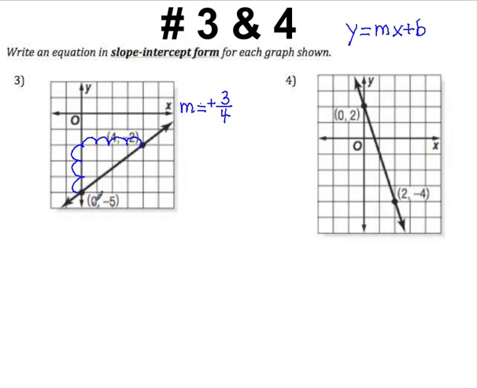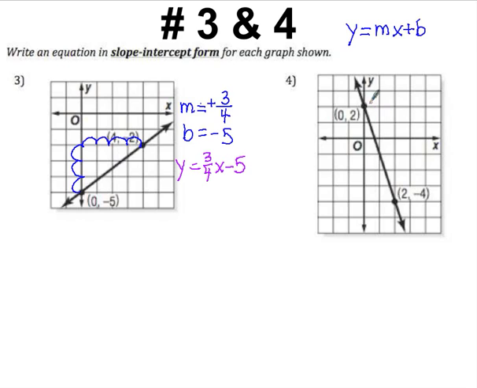It's where x is 0. I can see that it crosses the y-axis right here. So my b in this case is negative 5. And to put that back into form is pretty easy. It's y equals 3/4 x. And that's a negative number, so minus 5.